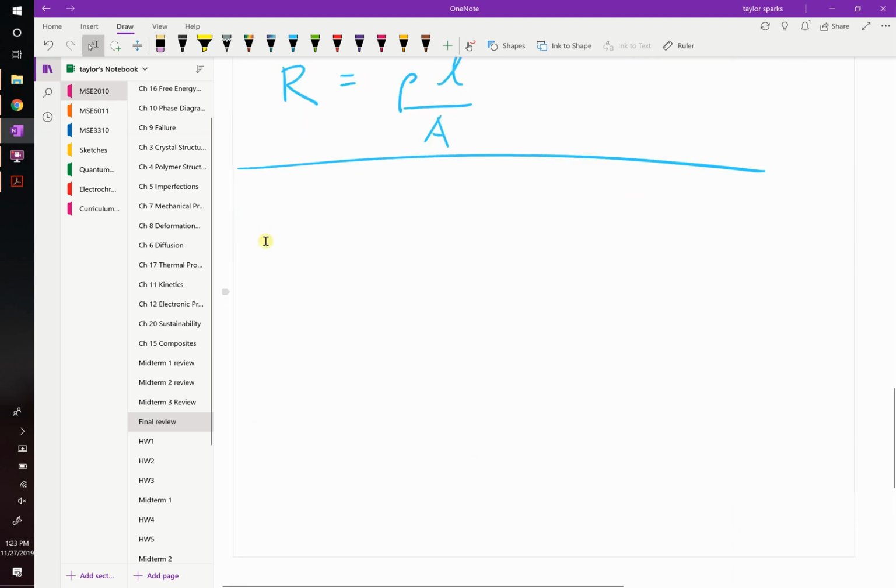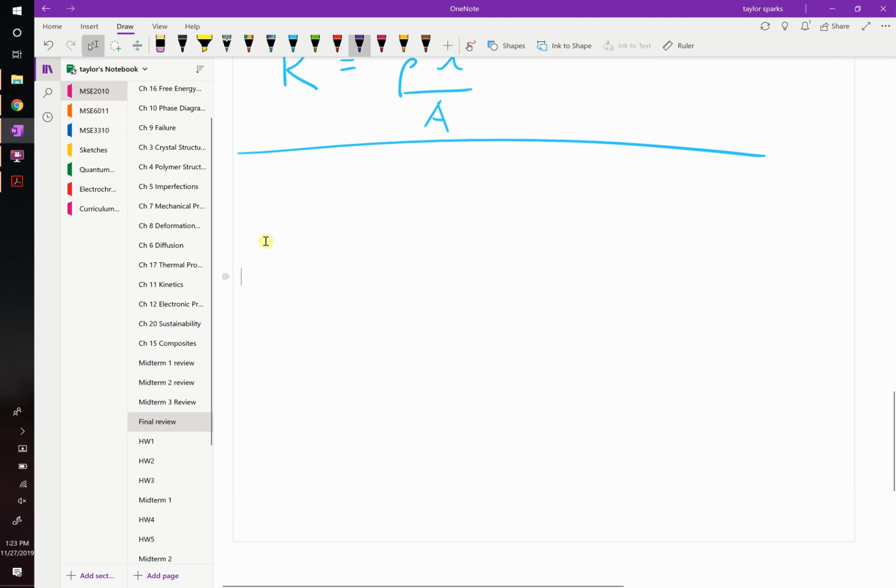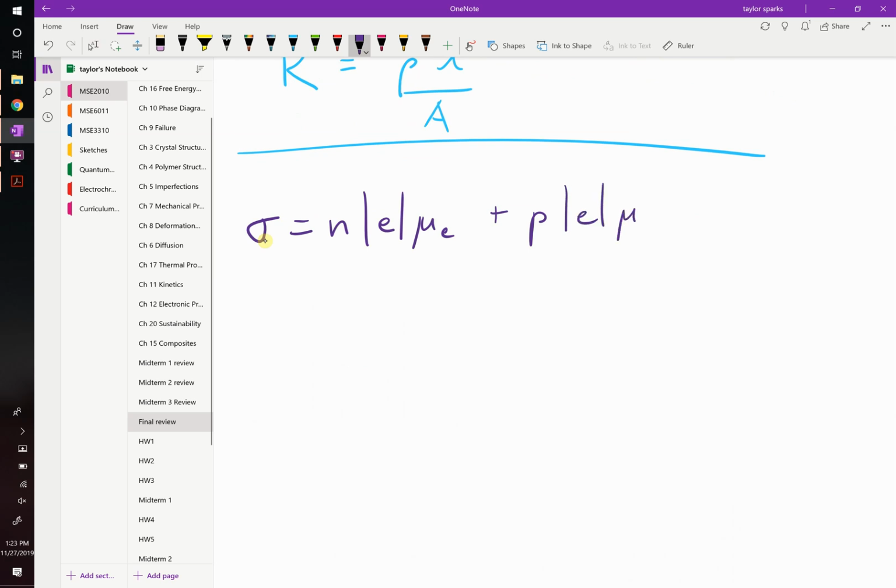Okay? Remember the overall conductivity is given by this expression. The conductivity is equal to the number of electrons times the charge of an electron multiplied by the mobility of electrons. This needs to be added to the number of holes multiplied by the charge of a hole multiplied by the mobility of a hole. That is technically the correct equation to describe conductivity.